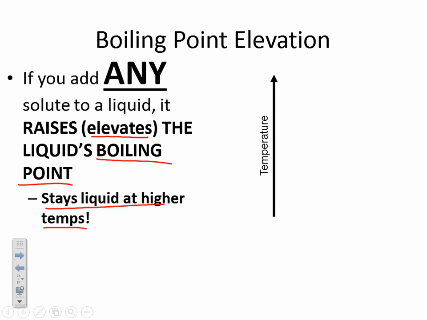To put this graphically, what does this mean? So we have this little graph right here. So we've got temperature on the y-axis. So let's say we've got just liquid water. So maybe this is 0 degrees Celsius and this is 100 degrees Celsius. So that's the freezing point and the boiling point of liquid water on its own without any solute added. But then we add a solute.